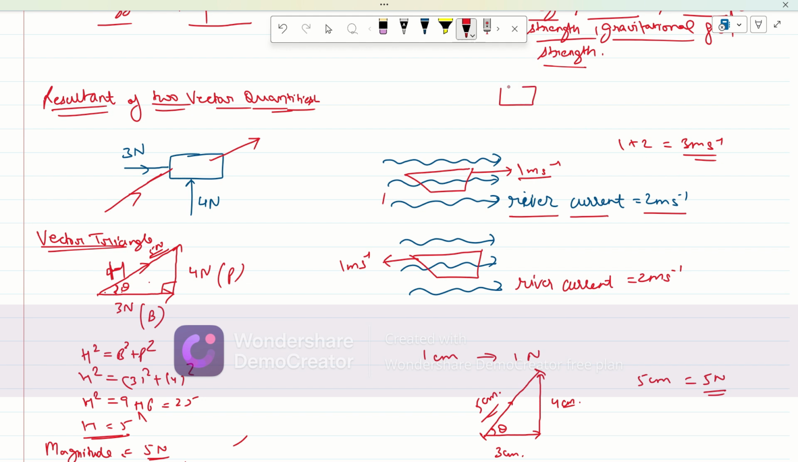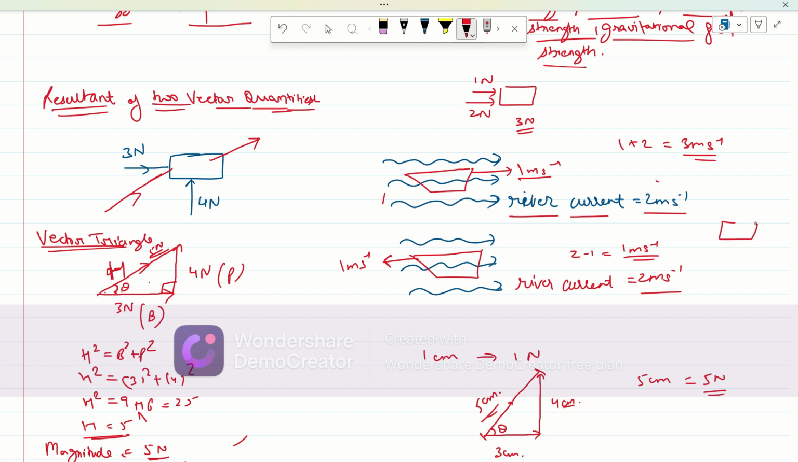For example, there is a box, 1 Newton force is acting in this direction and 2 Newton is also acting in this direction. So the net force will be 3 Newton. Second example, the river current is moving towards the right with 2 meter per second, but now the boat is moving in the opposite direction with 1 meter per second. So here the resultant will be 2 minus 1, that is 1 meter per second. But this situation will not be practically possible because the speed of the boat will always be more than the river current. If there is a flood, this situation can be possible.